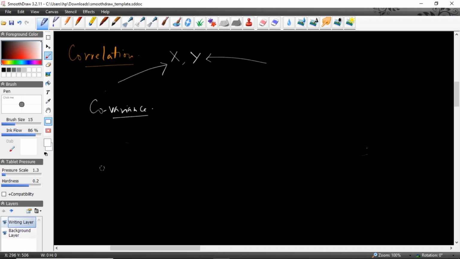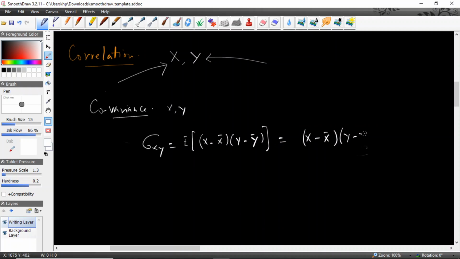Okay, so covariance of two random variables x and y is defined as sigma xy, which is the expected value of x minus x bar into y minus y bar. Or I can write it as the mean of x minus x bar times y minus y bar.